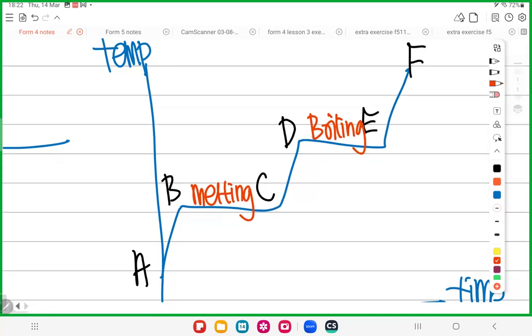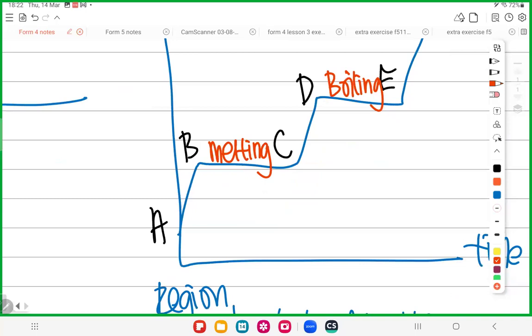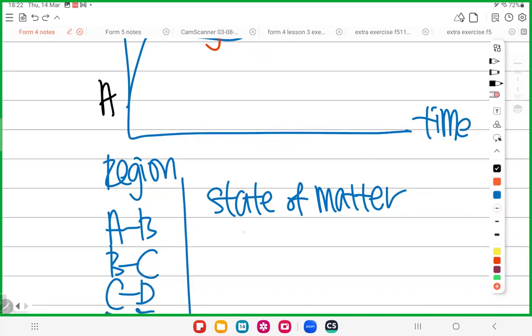Now, from point A to point B, does it melt? No. Melting happens here. Point A to point B, not melting. So if you're not yet melting, who are you? Solid. Am I right or not? If you're not melting yet, you are solid.